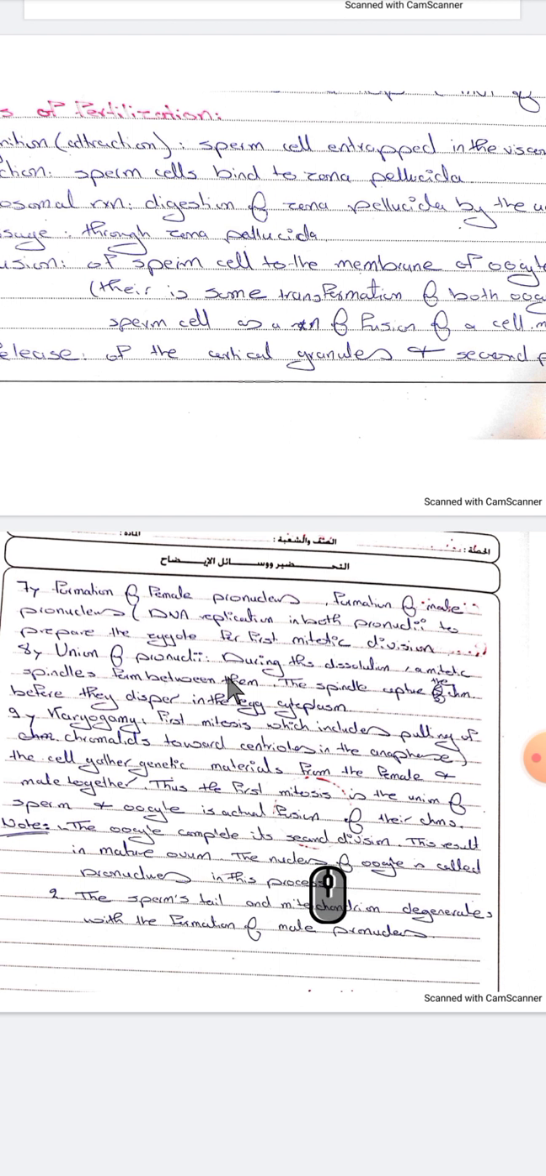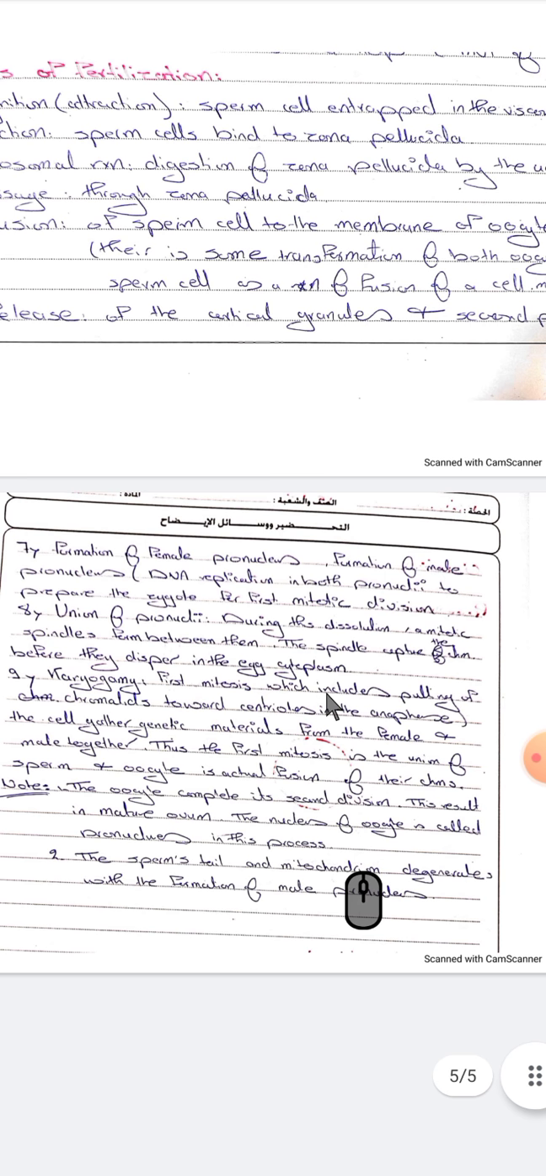Then the pronuclei will unite. During this dissolution a mitotic spindle forms between them. The spindle captures the chromosomes before they disperse in the egg cytoplasm. So these pronuclei, the nucleus of the female and the nucleus of the male, the mother's oocyte and the sperm, will unite together. There will be fibers carrying the chromosomes attached to them, and these fibers are called the spindle.